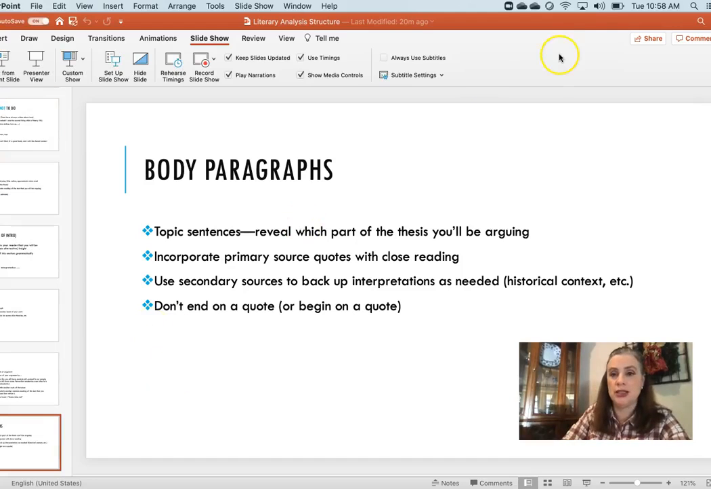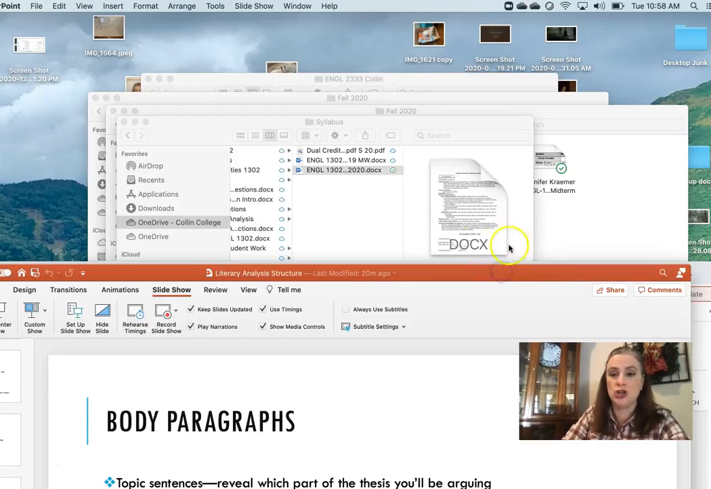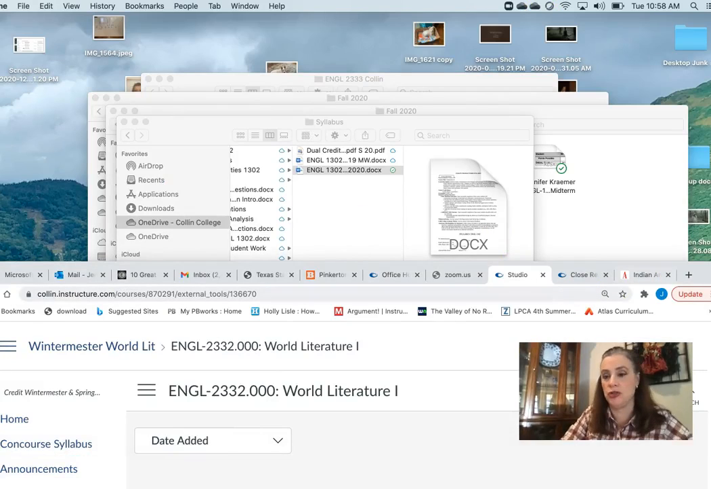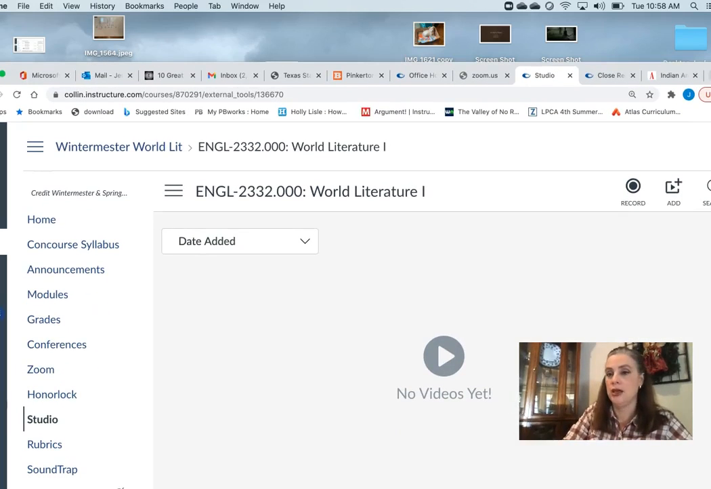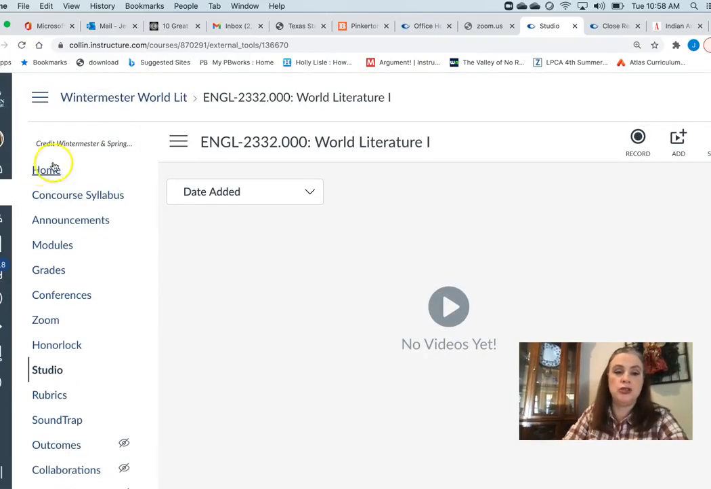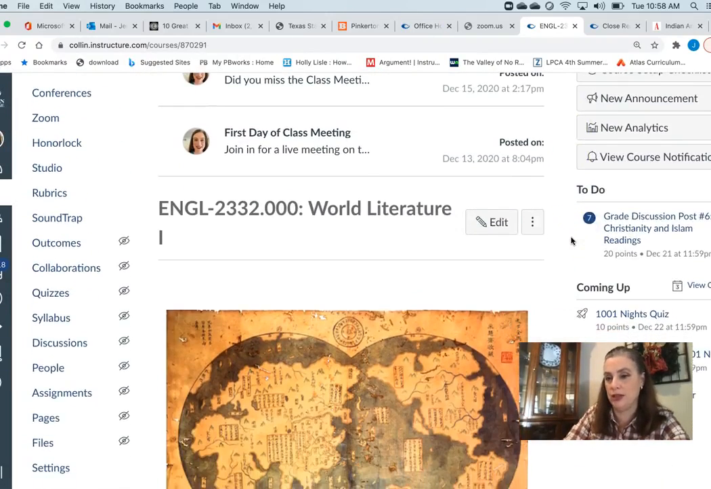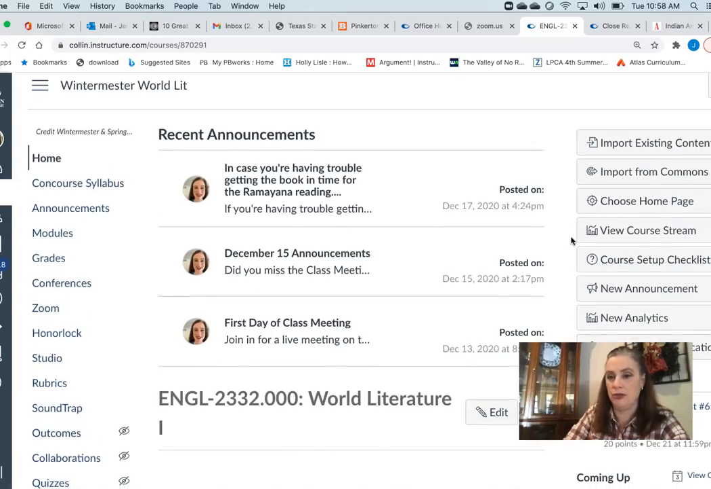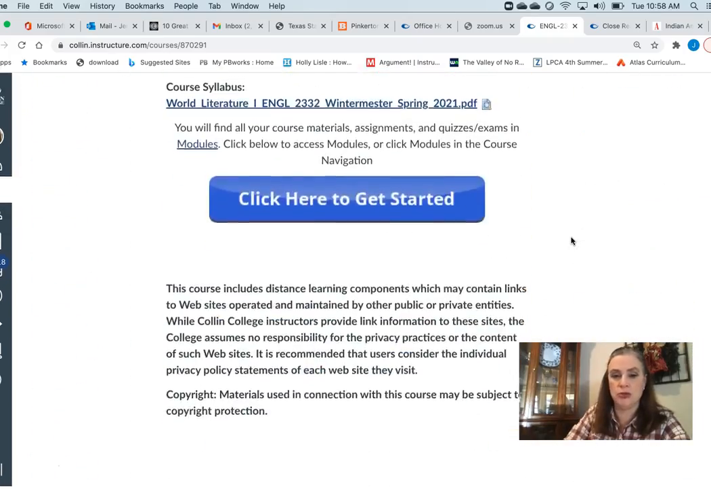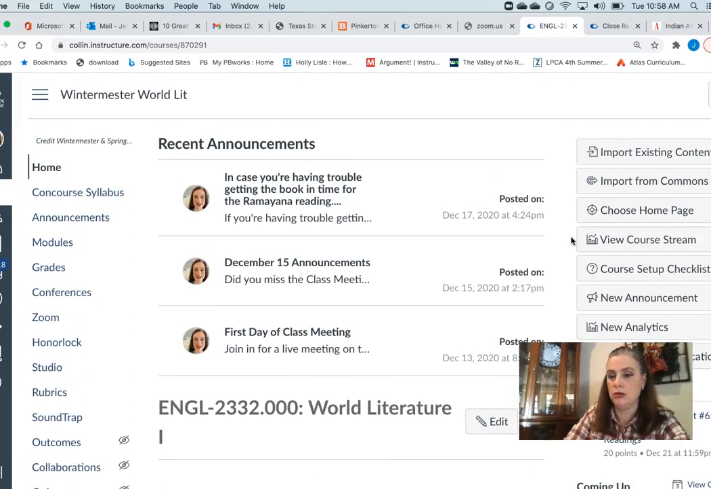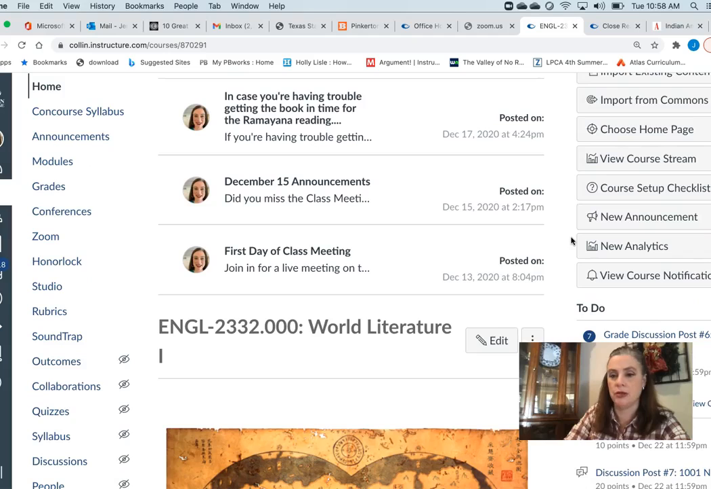Okay, I am going to exit out of this, and I'm going to go back to Canvas and talk you through some of the issues for this particular paper. I'm going to go on student view here so that you can find things just like I have. Well, where's my student view? It's not giving it to me. Okay, let's just pretend I'm on student view.